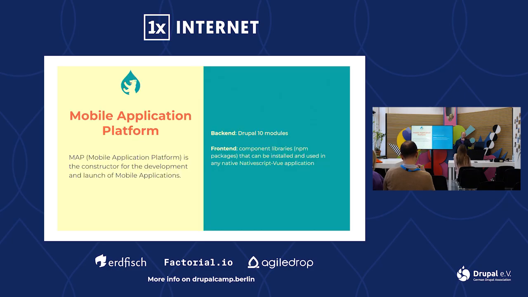So, what is MAP? MAP is the Mobile Application Platform. It's a constructor for development and launch of mobile applications. And of course, the backend is built with Drupal 10. And for the front end, we built a component library. It's NPM packages that can be downloaded and installed in any NativeScript Vue application.